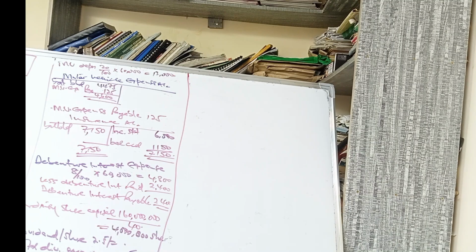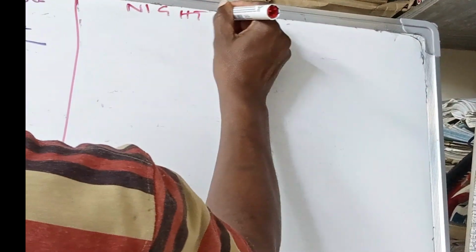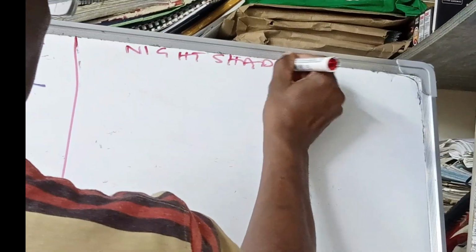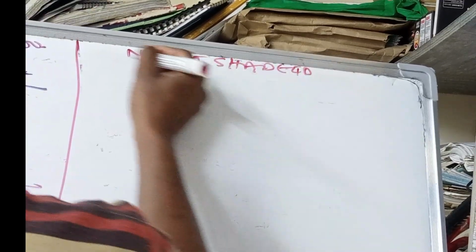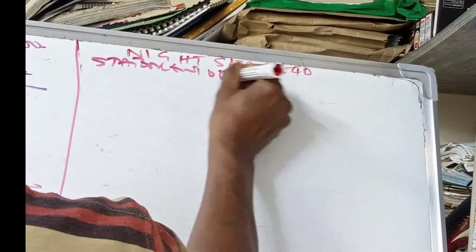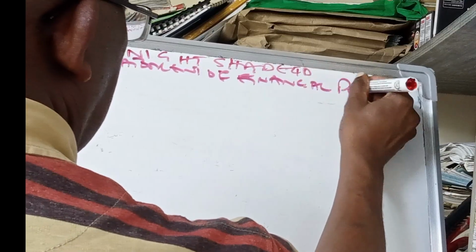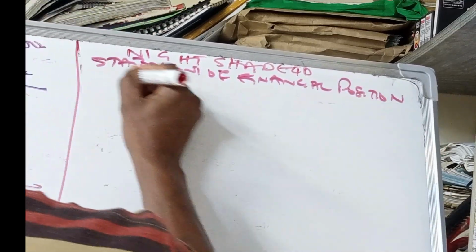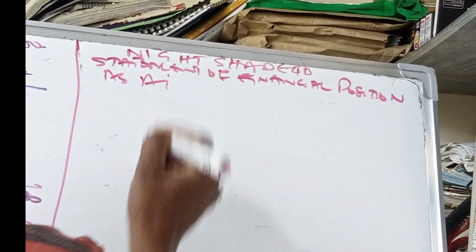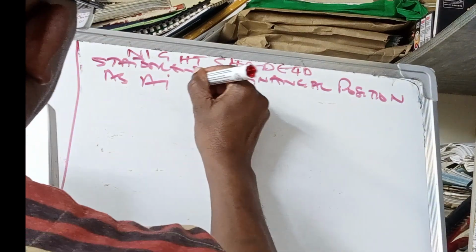We now go to the balance sheet. Nightshade Limited, statement of financial position as at 30th September 2017.